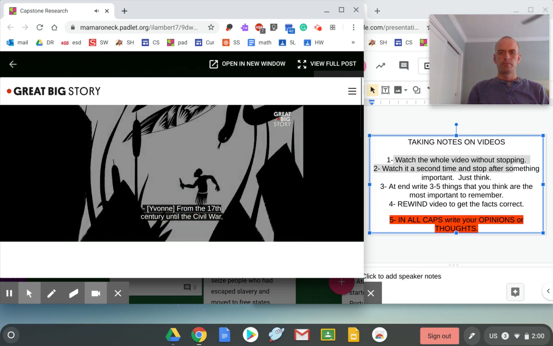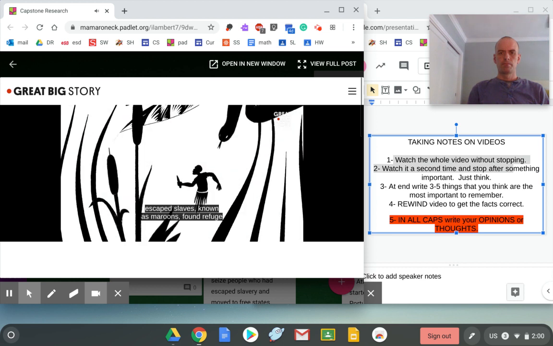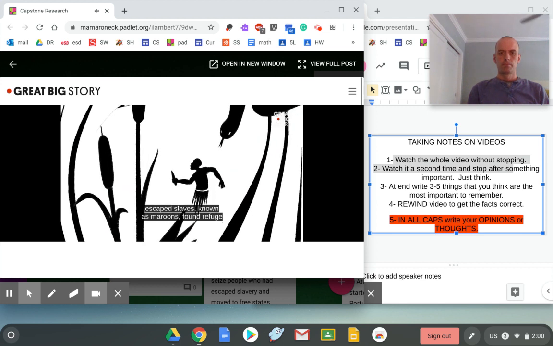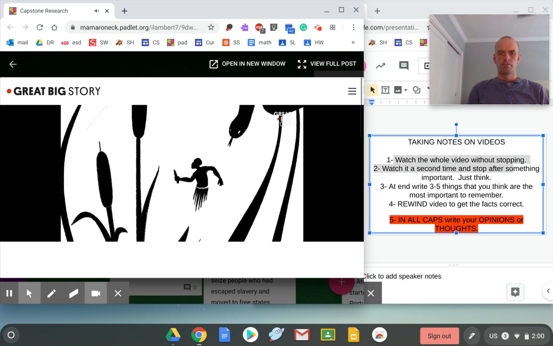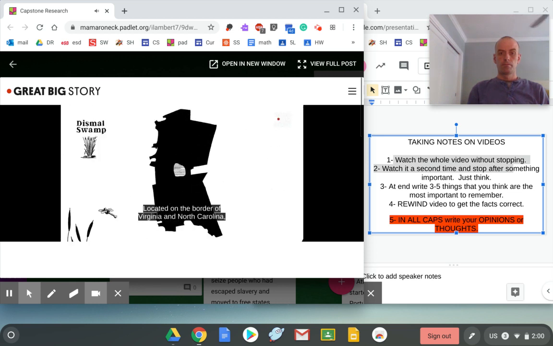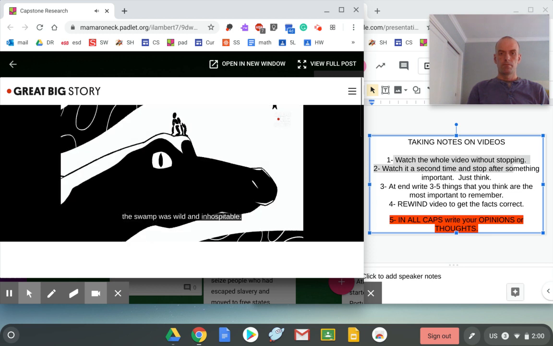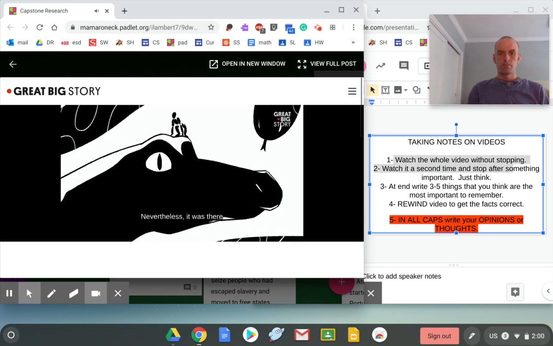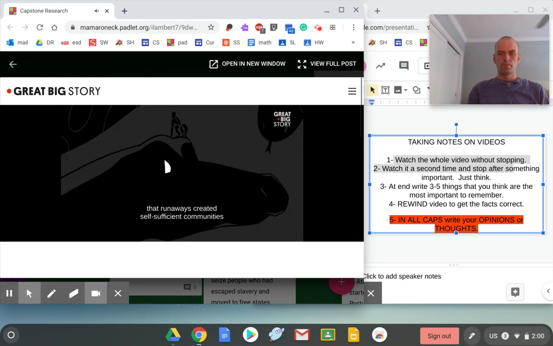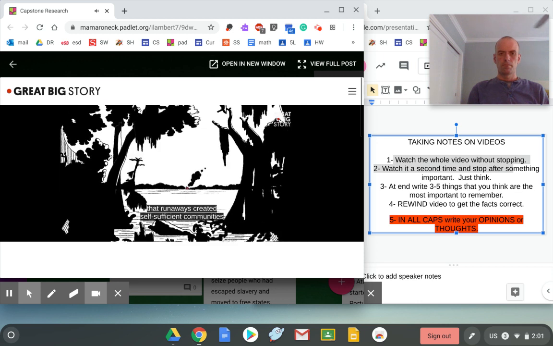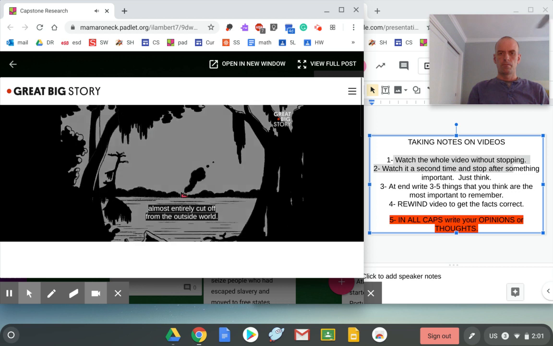From the 17th century until the Civil War, escaped slaves, known as Maroons, found refuge in the Great Dismal Swamp. Located on the border of Virginia and North Carolina, the swamp was wild and inhospitable. Nevertheless, it was there that runaways created self-sufficient communities, almost entirely cut off from the outside world.